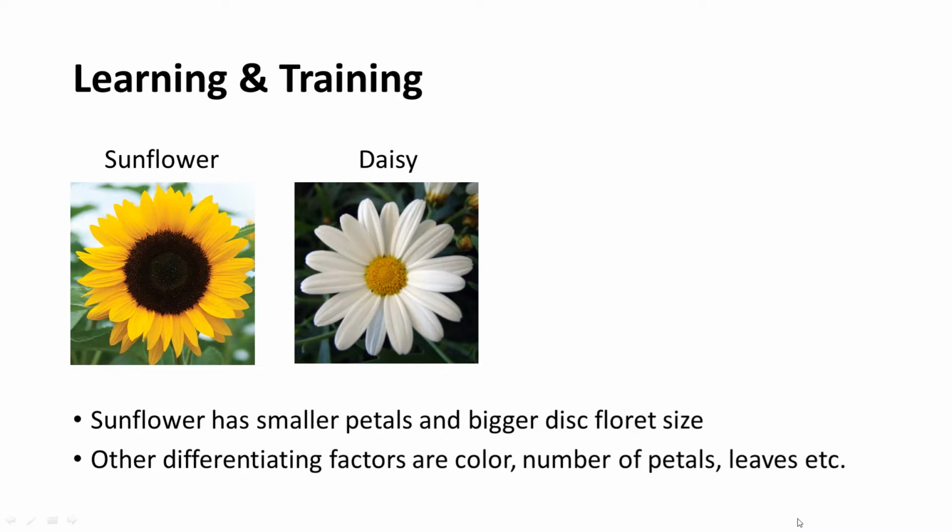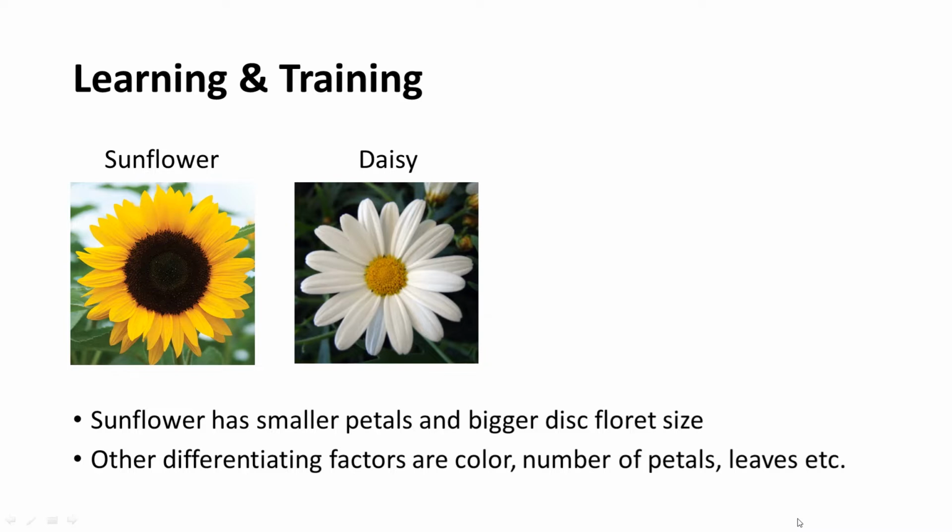As human beings, when we have a look at these flowers, we can easily make out the difference between the two by the size of the flowers, colors of the flowers, and the size and shape of their petals, disc florets, etc. But let us now try to understand how machines learn these behaviors.